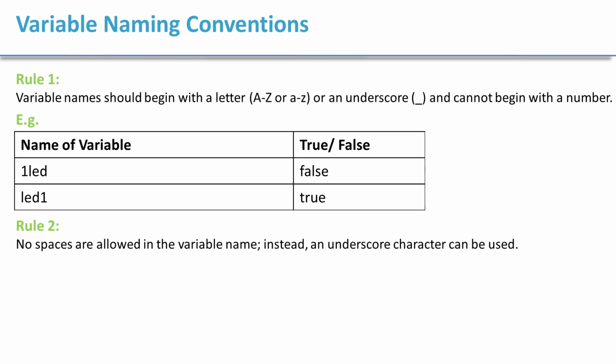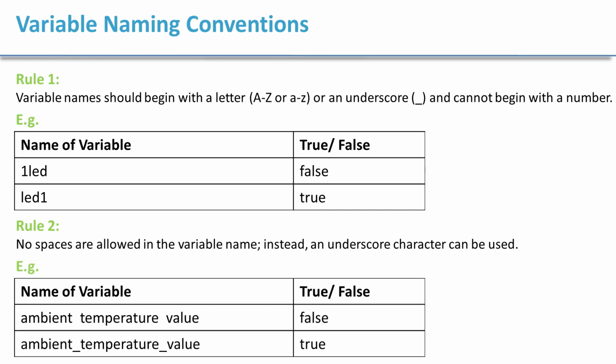Another rule is, spaces cannot be left in variable names. Instead, the underscore character can be used. For instance, the ambient temperature value cannot be written with spaces in between. Instead, the underscore character can be used. We can examine this in the application.